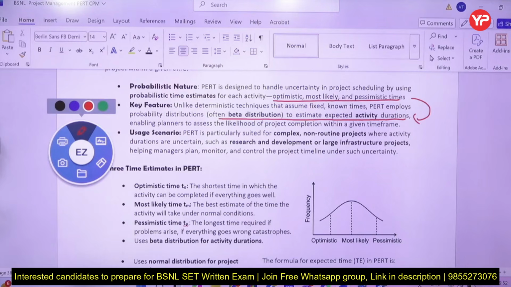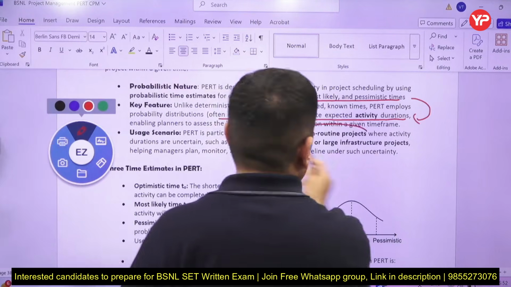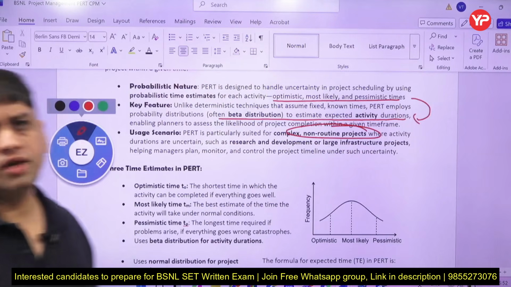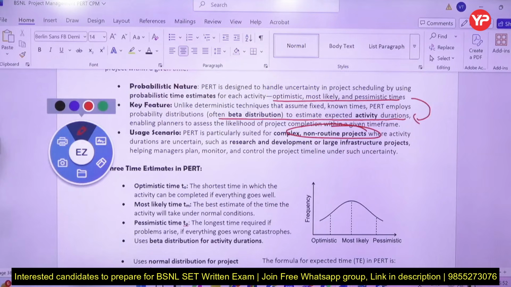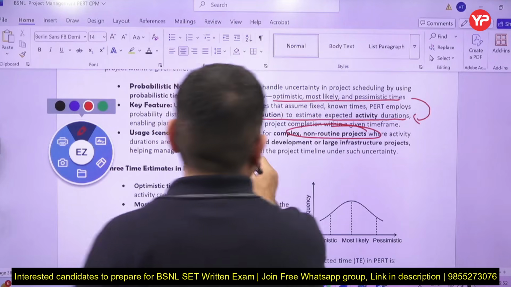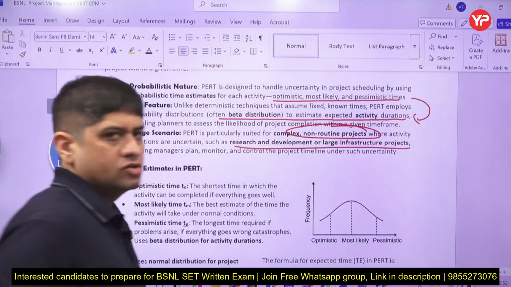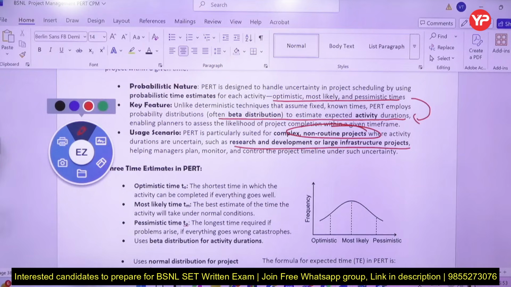PERT is used for non-routine projects, something which are not done in routine. जो नए project है, something new, the new kind of projects. I am doing it first time. R&D projects, research and development project और large infrastructure project, they are PERT. And time जो हम उसमें use करते हैं distribution, that is beta distribution.